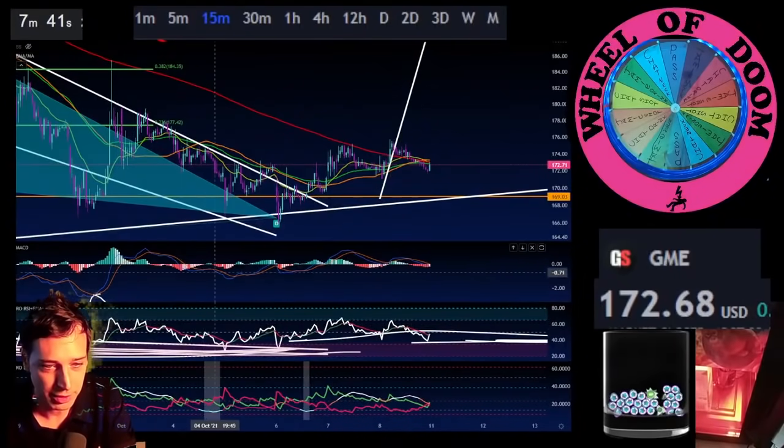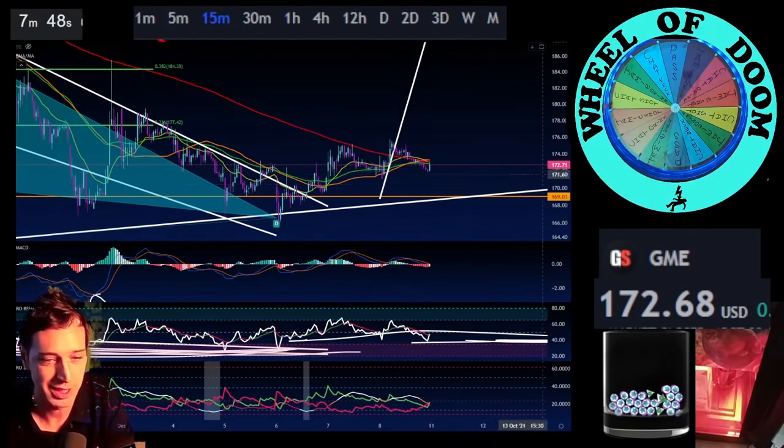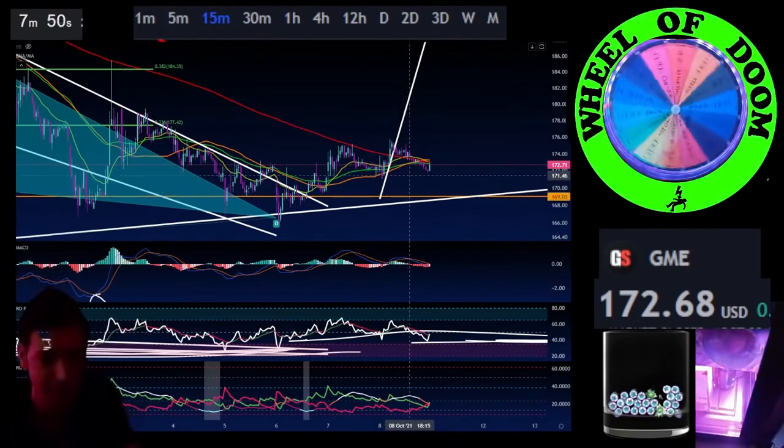Let's do this. So, 15-minute GME chart, you can see there's been a cross of the 50 above the 200 period. That's indicative of a positive trend coming up.